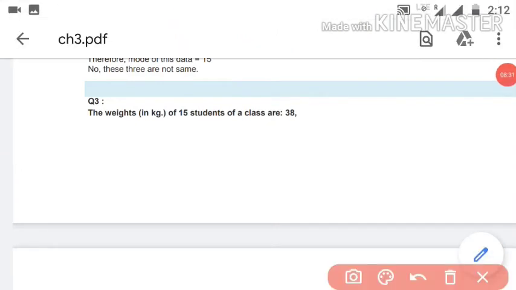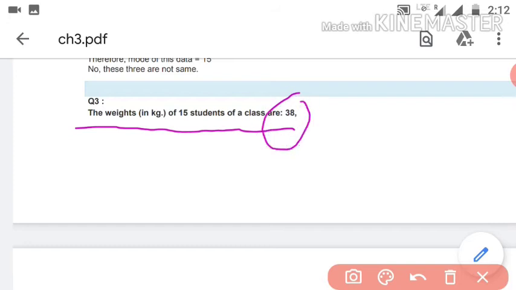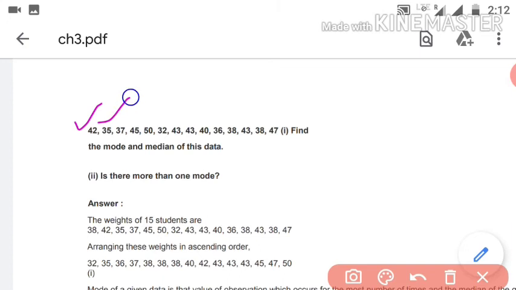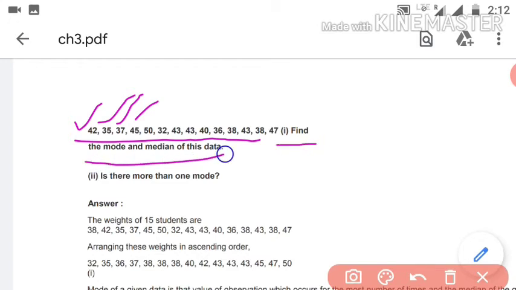Question number 3. The weights in kg of 15 students of a class are given, isn't it? Means the weight of 15 students in kg is given. That means 38 kg and 42 kg, 35, 37, 45, 50. In this way all the values are given here. Now you have to find the mode and median of this data.